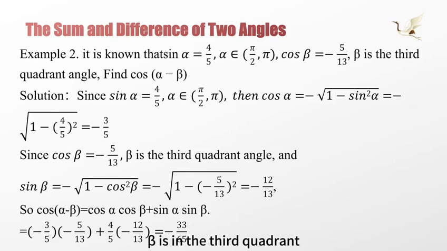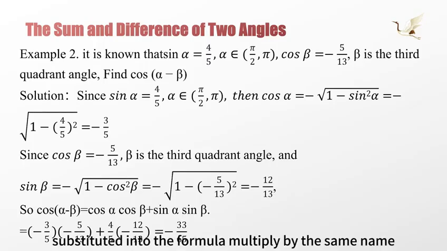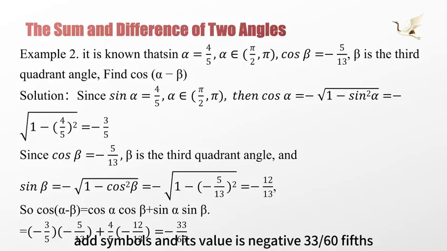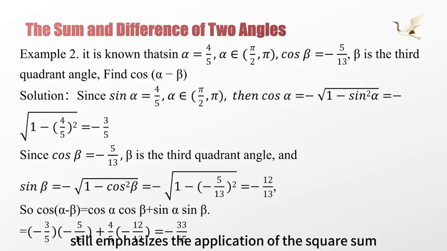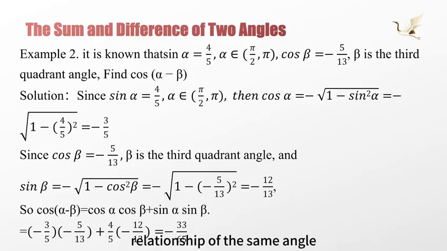beta is in the third quadrant. So we can see that sine beta is negative. So sine beta is equal to negative the square root of 1 minus cosine squared beta, which is negative 12/13. Substituting into the formula, multiplying same-name functions and adding the terms, its value is negative 33/65. This question still emphasizes the application of the square-sum relationship of the same angle, and we must pay attention to the quadrant where the angle is located.